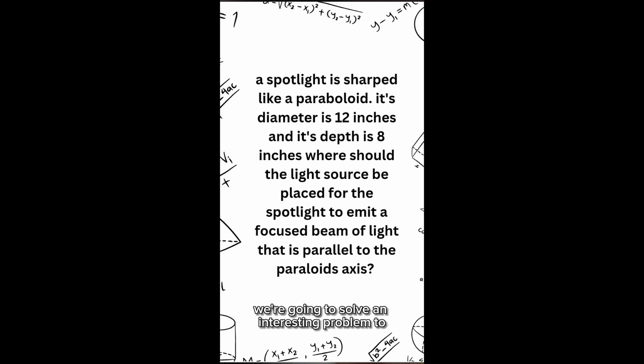In today's video we're going to solve an interesting problem: how to find the perfect spot for the light source in a paraboloid-shaped spotlight. Sounds cool, right? This kind of setup is used in everything from satellite dishes to searchlights, so let's get into it. Alright, here's what we know. The spotlight is shaped like a paraboloid.